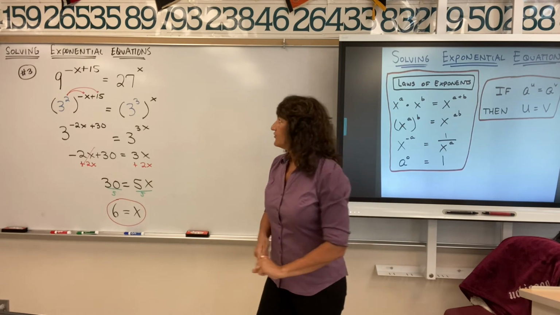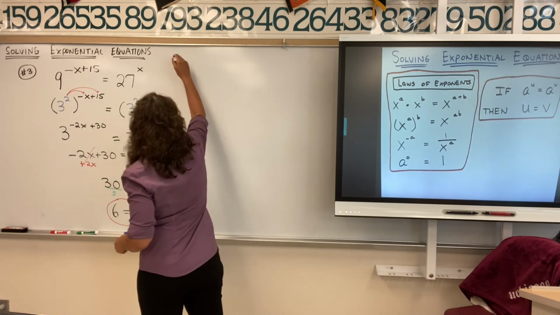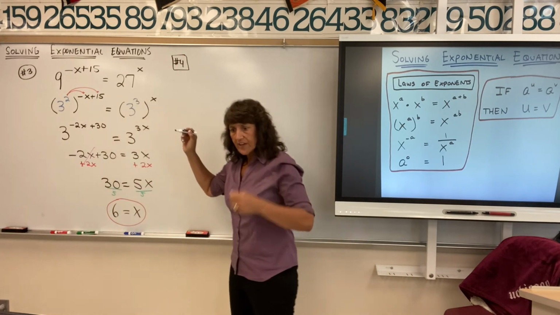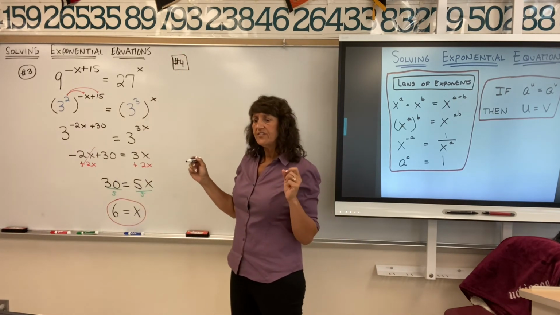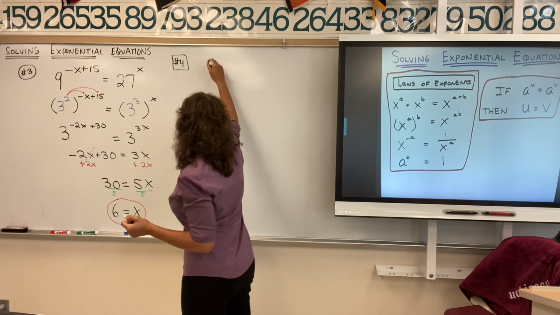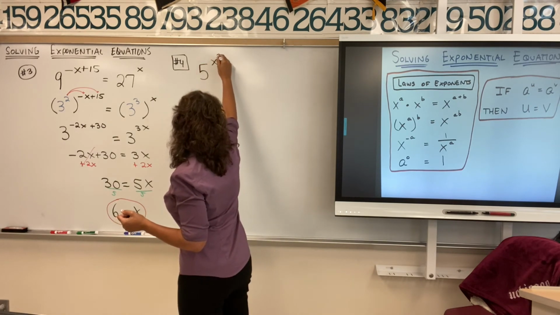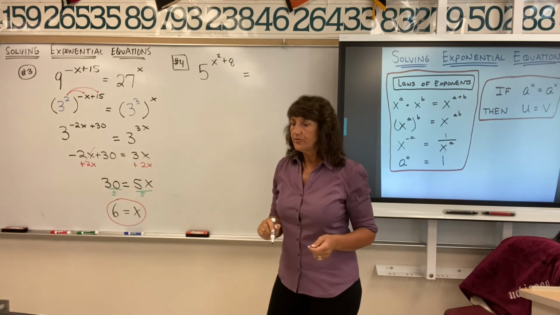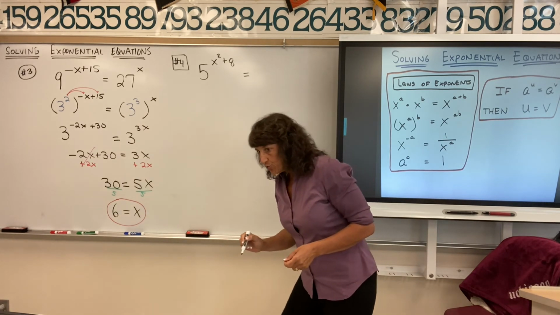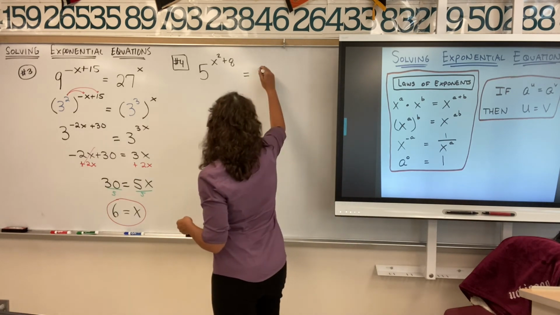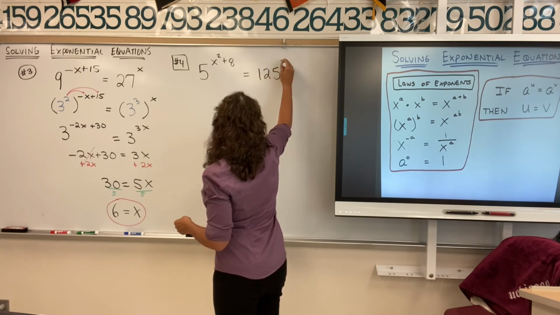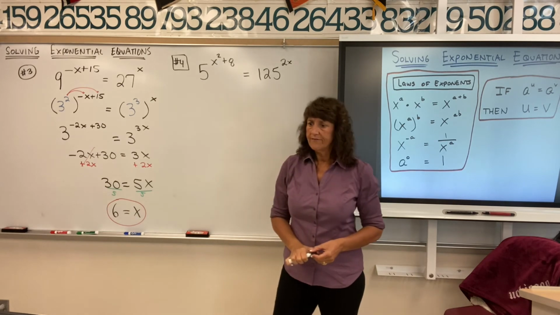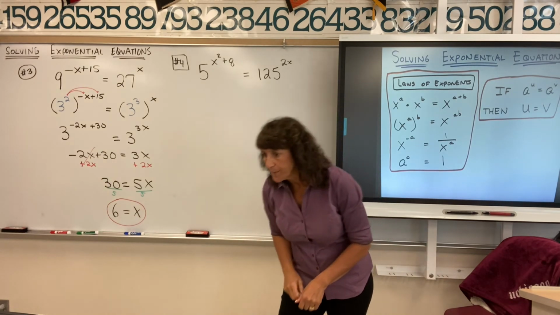And then finally, let's do one more example. This is example number 4. We have 5 raised to the x squared plus 8 power. We're going to set that equal to 125 raised to the 2x power. So this is what we have for this example.